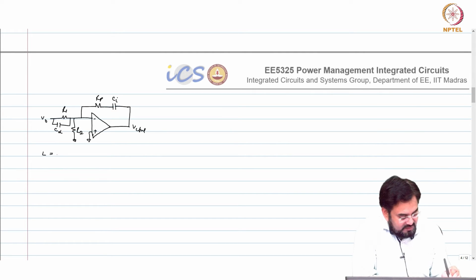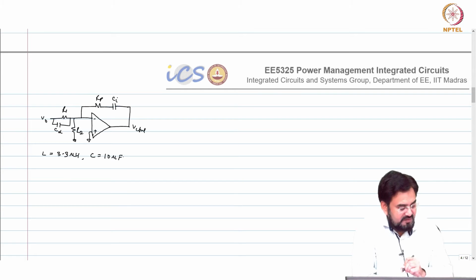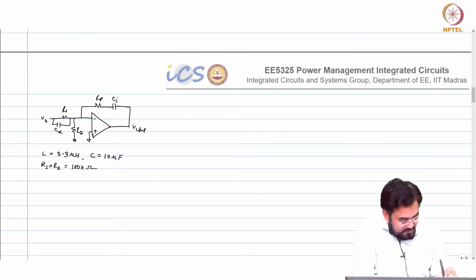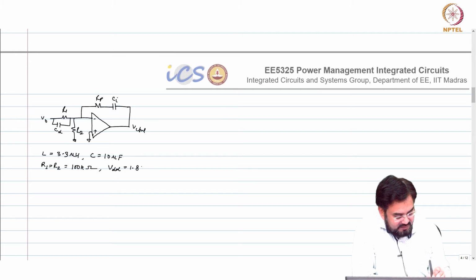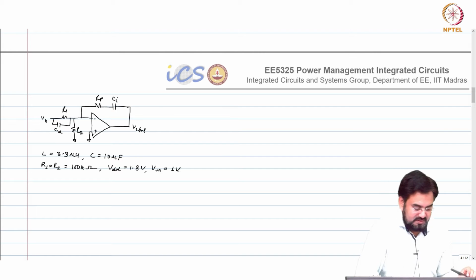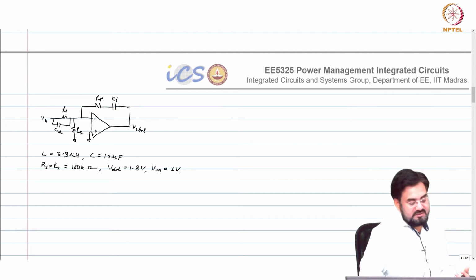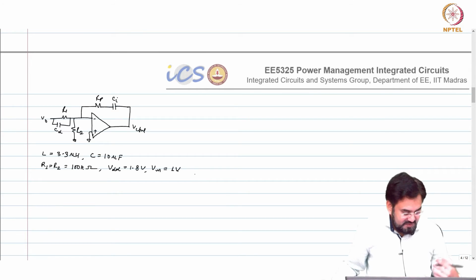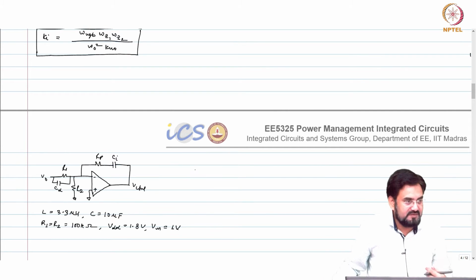So let us see. L equal to 3.3 microhenry, C equal to 10 microfarad, R1 equal to R2 equal to 100 kilo ohm, VDD 1.8 volt, VM 1 volt. We do not care about beta. If it was GM, then we should have mentioned beta as well. So beta would be half in that case.